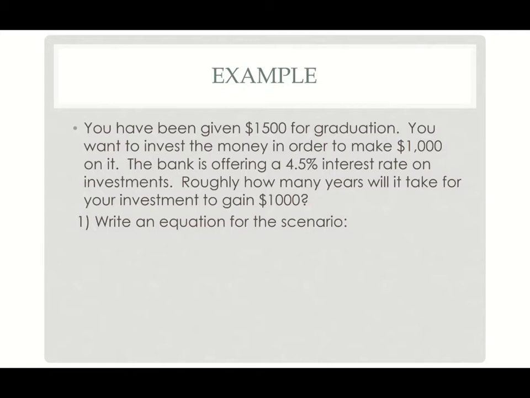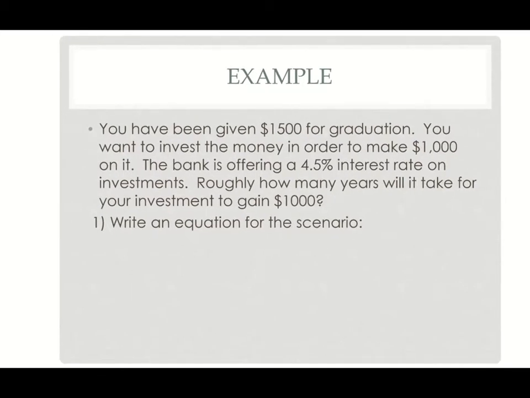Now let's put it all together. It says you have been given $1,500 for graduation. You want to invest the money in order to make $1,000 on it. The bank is offering a 4.5% interest rate on investments. Roughly how many years will it take for your investment to gain $1,000? Write an equation for your scenario. Let's start with what we know. We know that our initial value is what we're given. We're given $1,500, so that's going to be our initial value.